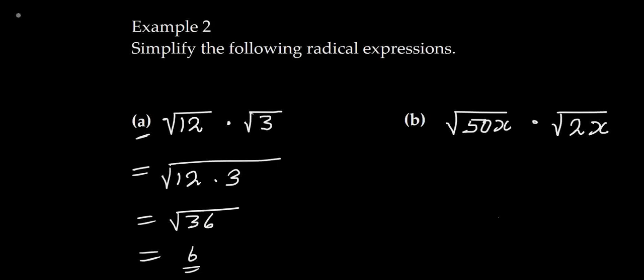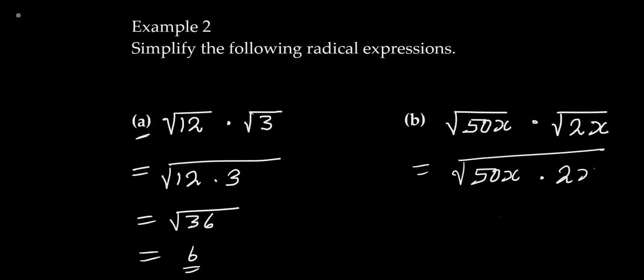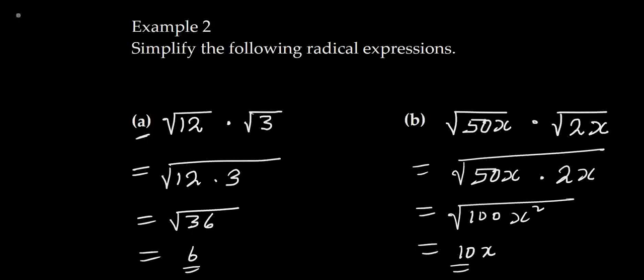Also, question B, we have to write this as a single radical expression. So this will become 50x times 2x, and this is now 100x squared. So the square root of 100 is 10, and the square root of x squared is x. So this is the answer to this question. I hope this makes some sense.